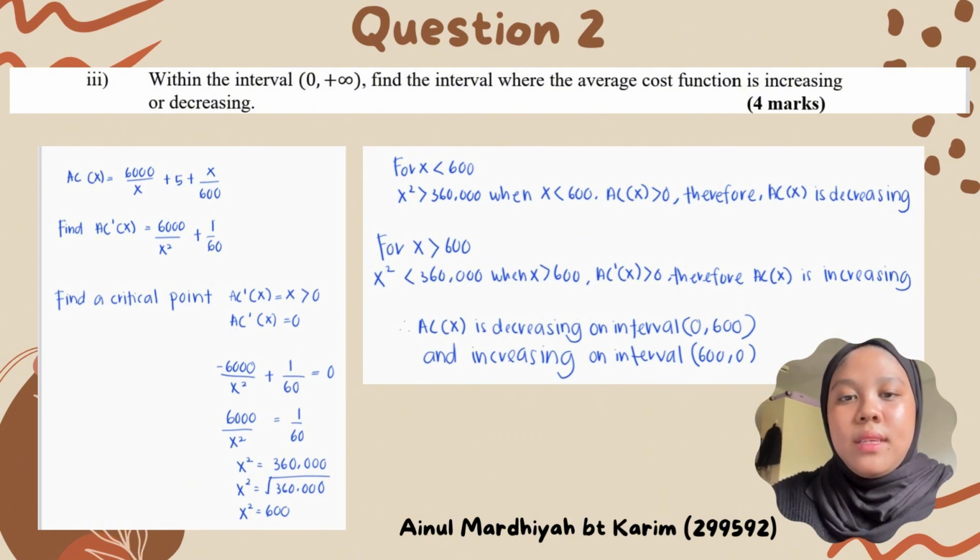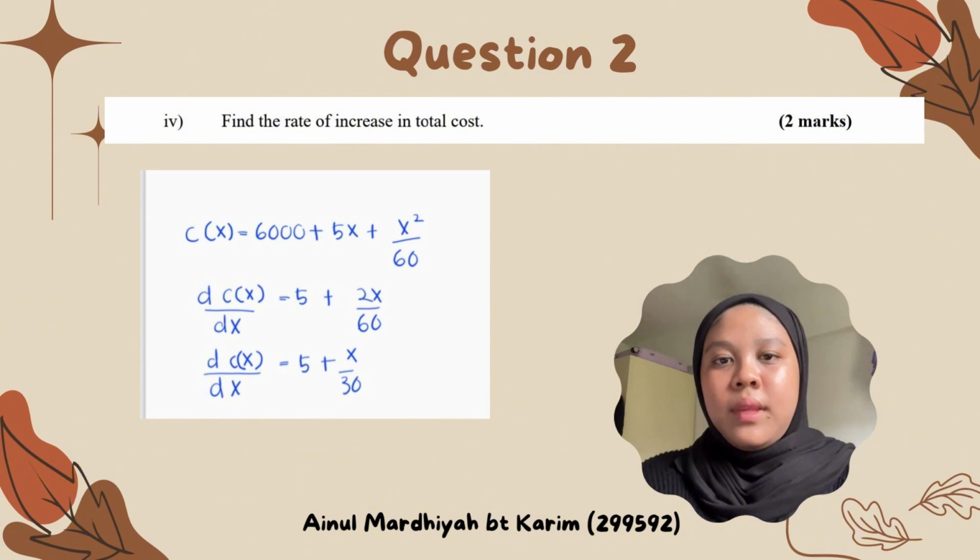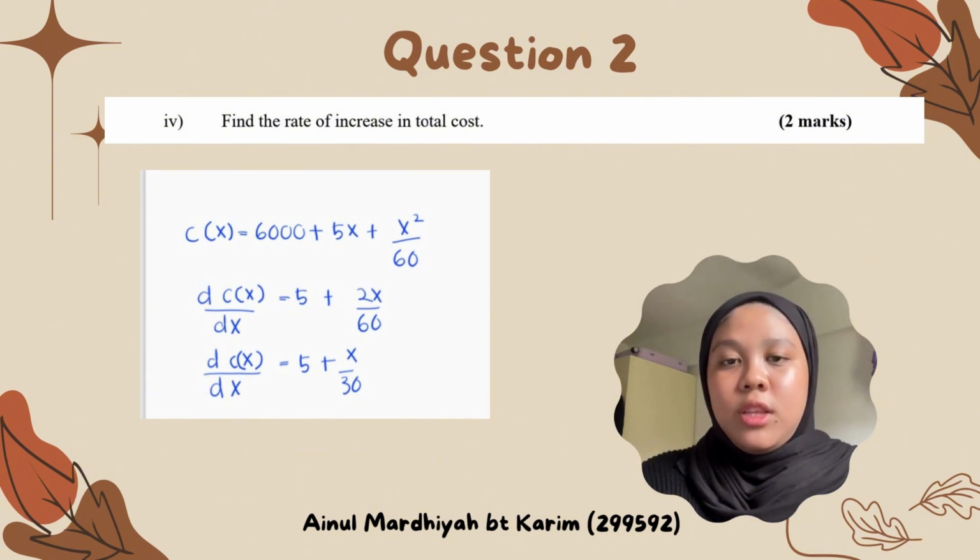Therefore, AC decreases on the interval 0 to 600 and increases on the interval 600 to infinity. In part B4, we are asked to find the rate of increase in total cost. Given the cost function C(x), differentiate the cost function C(x) with respect to x, then apply the differentiation rule. And lastly, we simplify the expression.